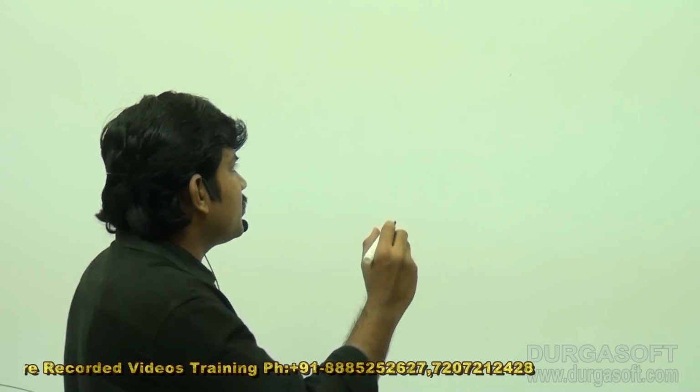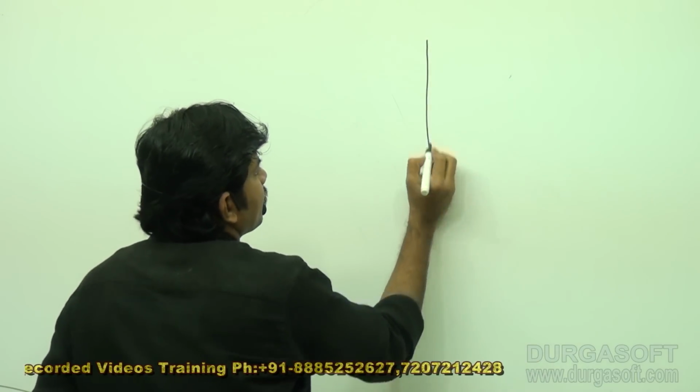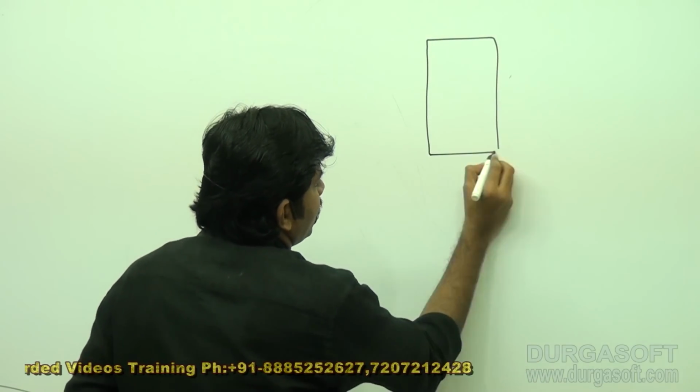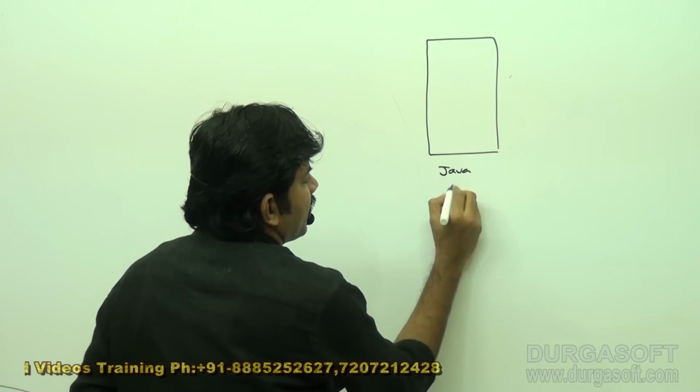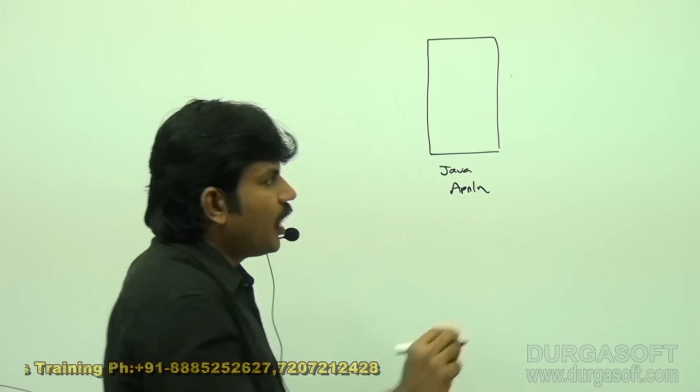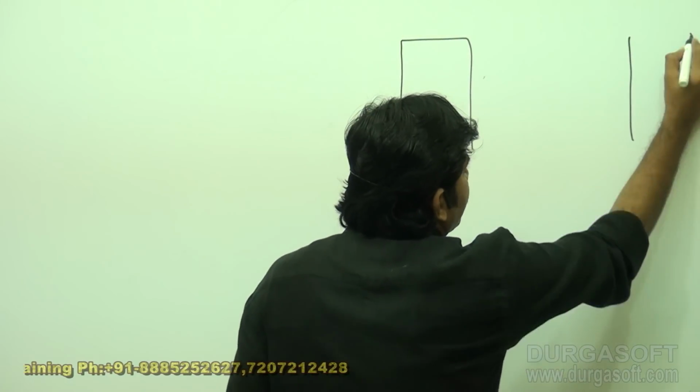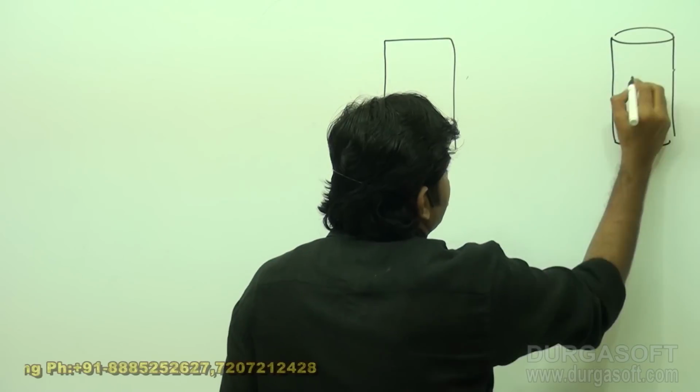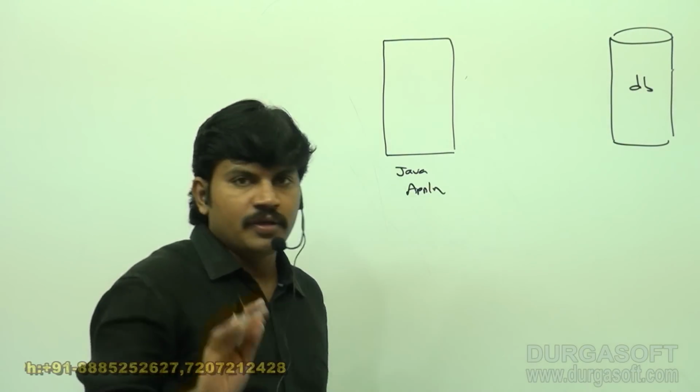What is JDBC? So JDBC is a technology which can be used to communicate with the database from Java application. Sir, here this is my Java application. Observe that this is Java application. From this Java application, I want to communicate with the database.